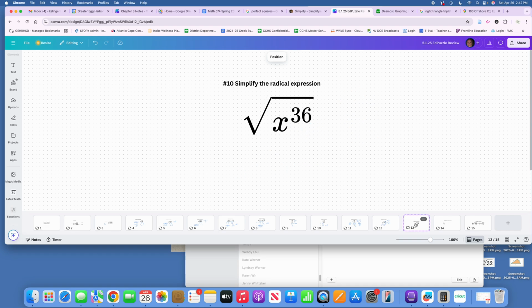Okay, try the next one. Now it's even. Okay, well, if it's even, there is no more radical sign. So we take that out, and then we divide the exponent by 2.